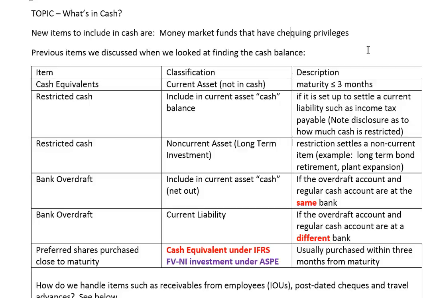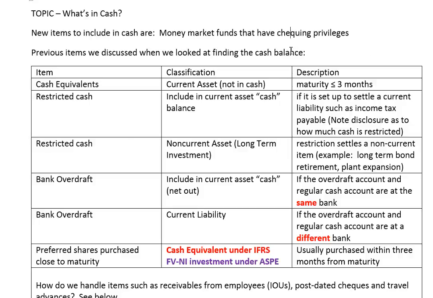part of cash. So this is one rare instance where we do find if we have money market funds, whether they have just equity investments or a combination of equity and fixed income investments, if the bank allows us to write checks on them, then we consider them to be cash.